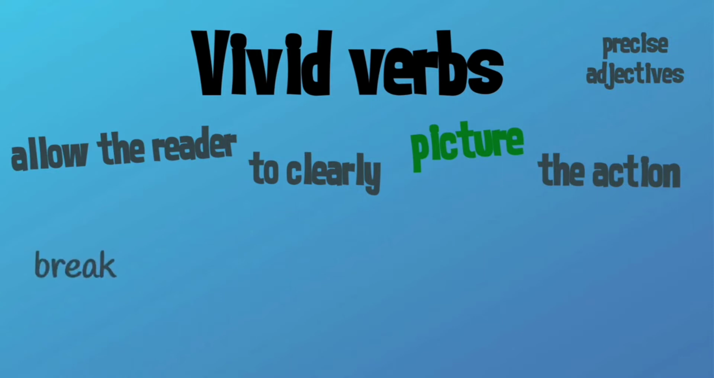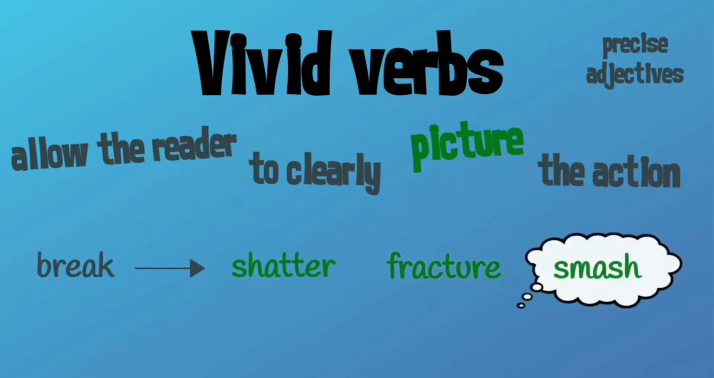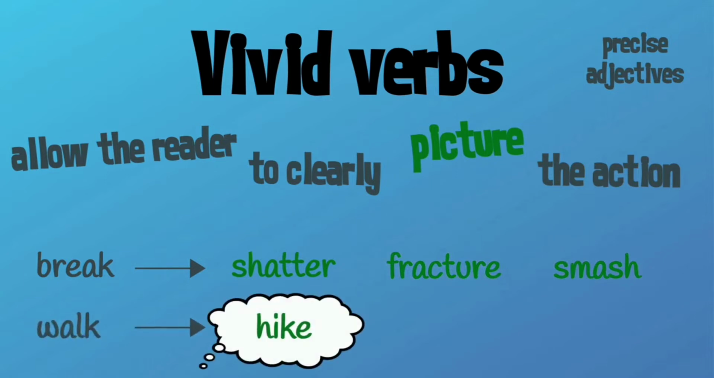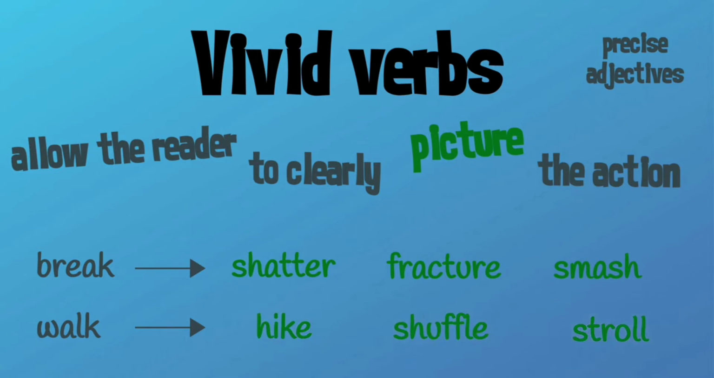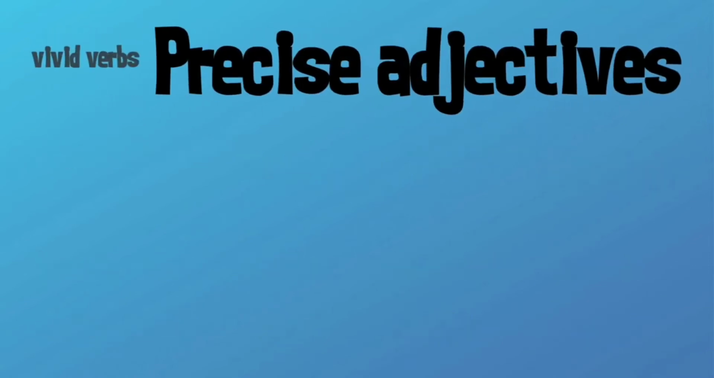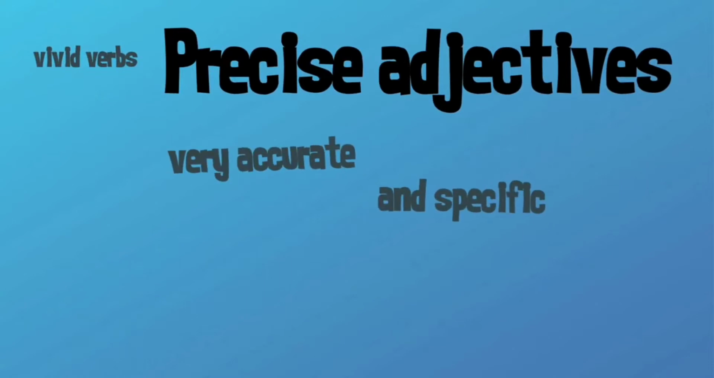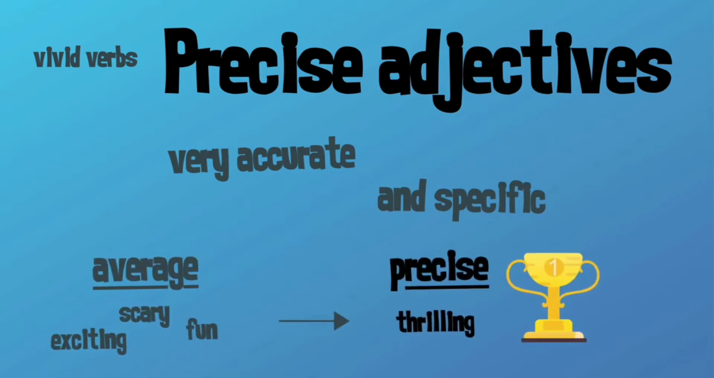Instead of break, how about scatter or fracture or smash? Instead of walk, how about hike or shuffle or stroll? Precise adjectives are adjectives that are very accurate and specific in the way they describe. Instead of choosing multiple average adjectives, choose one precise adjective. Choose quality over quantity.